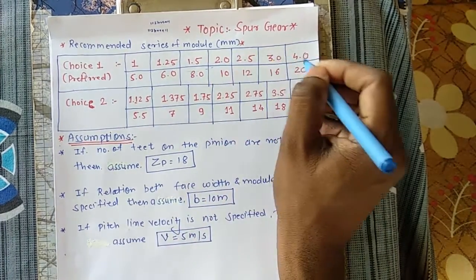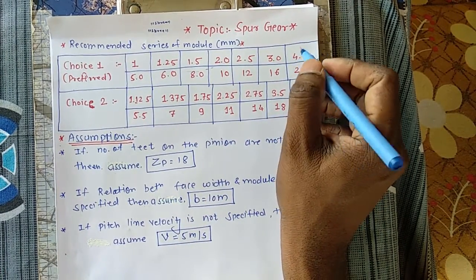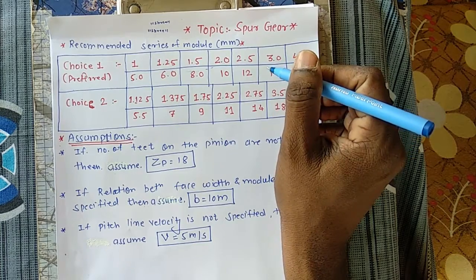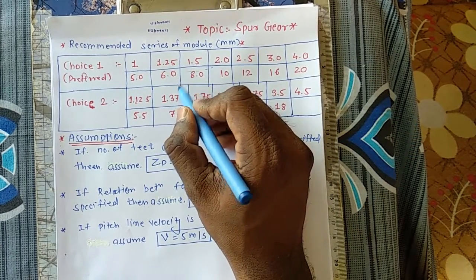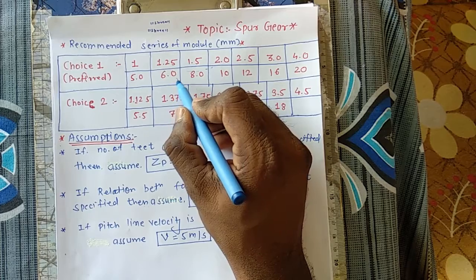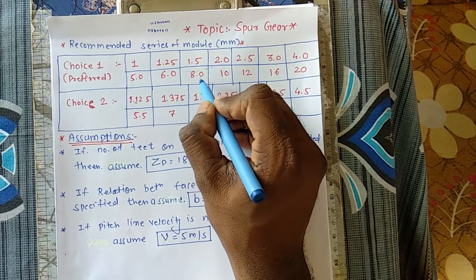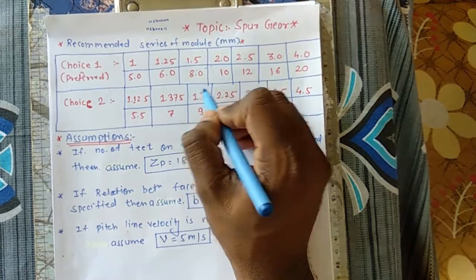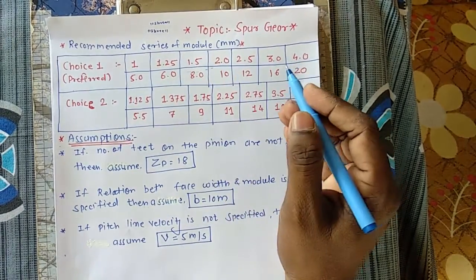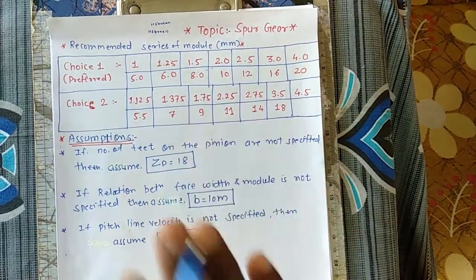Suppose how to use this? Once you estimate the module, and suppose the value of module is something like 6.8 mm, but here the next value after 6.8 is 8 mm. So we are going to select the module as 8 mm. So this is how we are going to use it, and once we solve the problem, then we'll come to know.